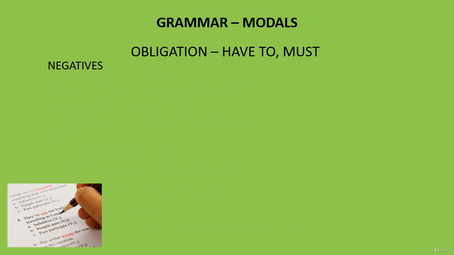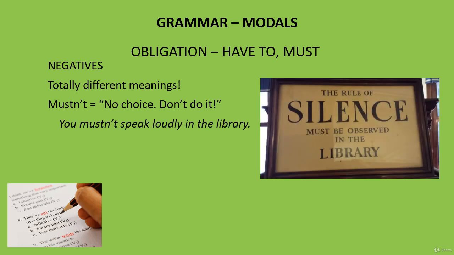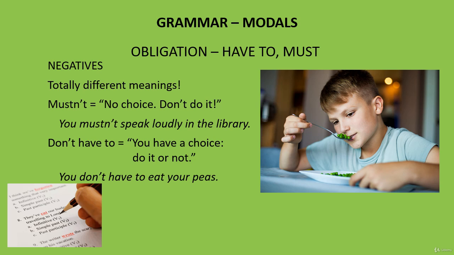The negative of must and the negative of have to have totally different meanings from each other. Mustn't means there is no choice, don't do it. For example, you mustn't speak loudly in the library. It means you have no choice, don't speak. However, don't have to means you have a choice, do it or not. For example, you don't have to eat your peas. You can see that don't have to means the same as don't need to. This is not necessary. Be very careful with the different meanings of these negatives.